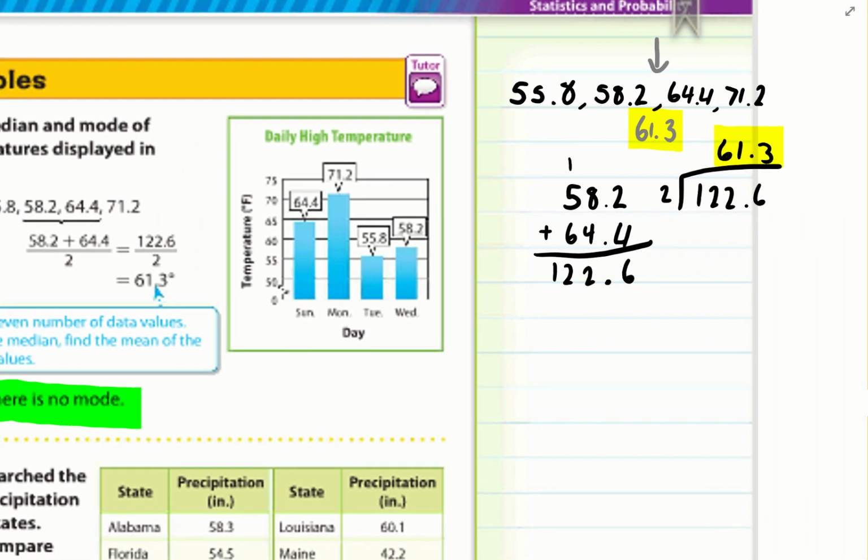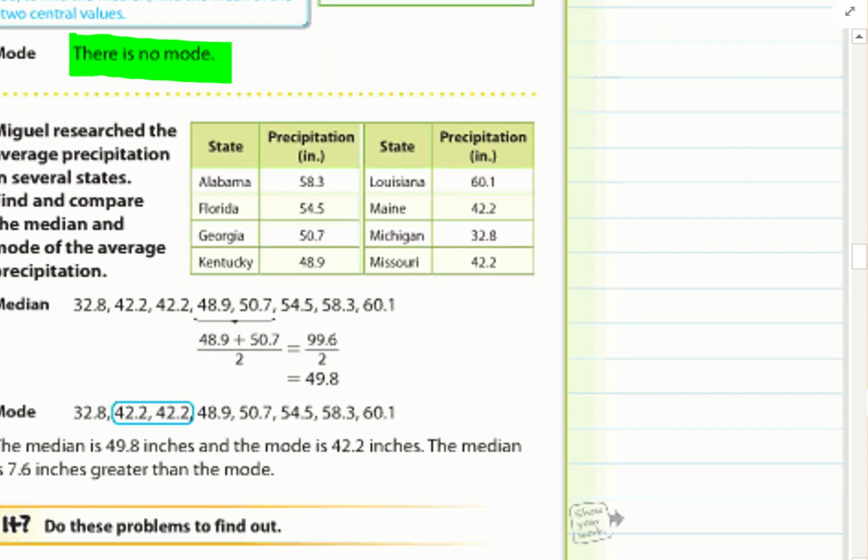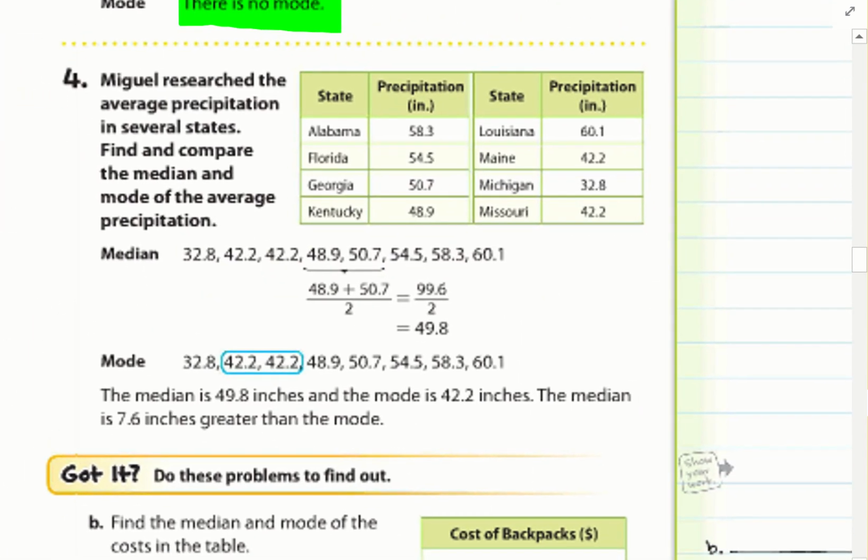So I'm going to explain the median one more time. The number in the middle is in between 58 and 2 tenths and 64 and 4 tenths. So I took the mean of both of these numbers, added them together, and divided by 2. The number in between 58 and 2 tenths and 64 and 4 tenths is going to be 61 and 3 tenths. So let's go ahead and move on to example 4.